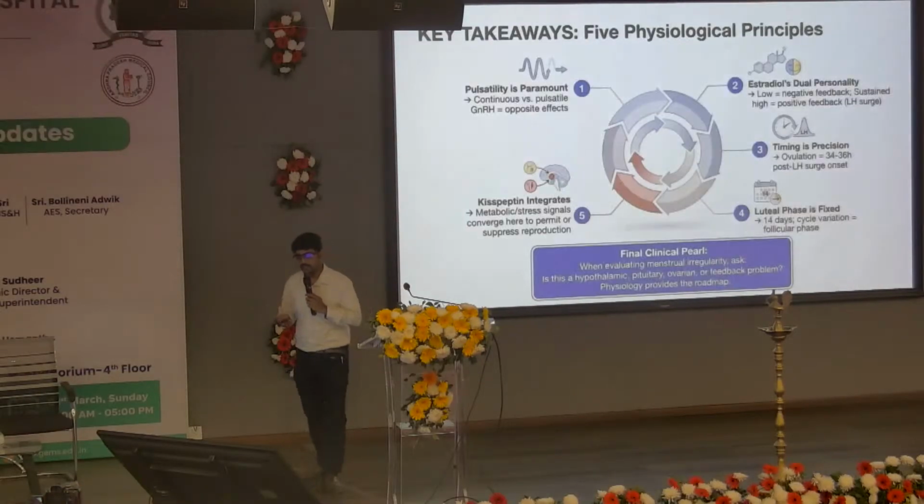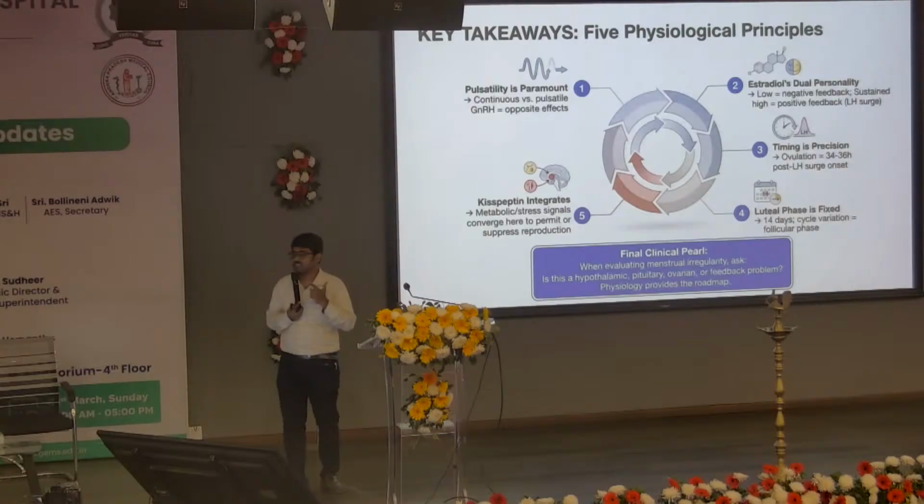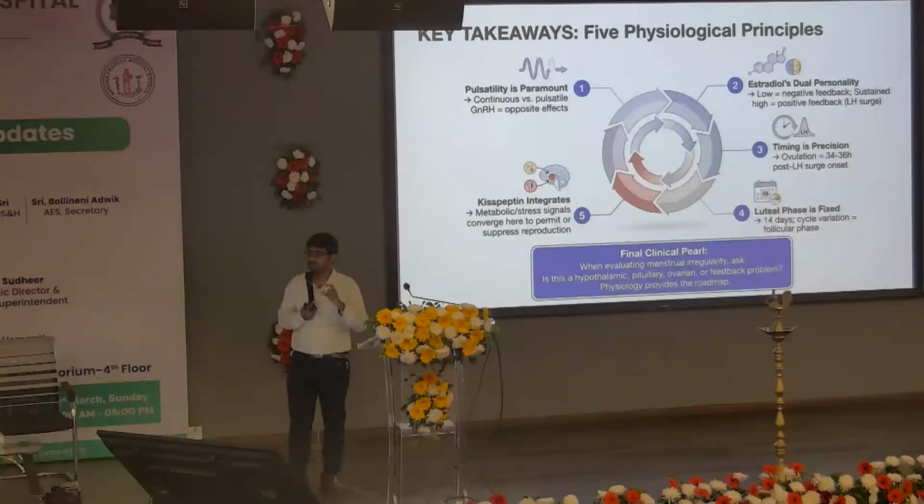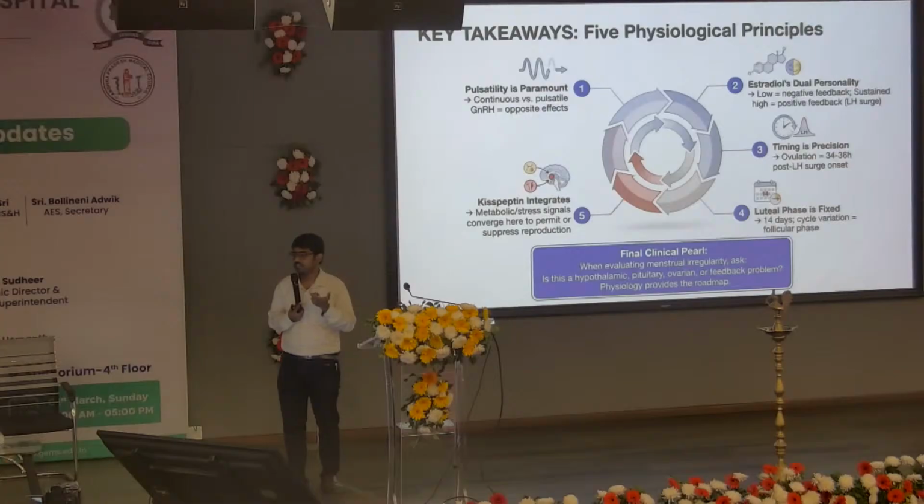Coming to the key takeaway points, five important physiological principles which you have to remember. First thing is your pulsatile nature. That is the most important point. Continuous release of GnRH leads to desensitization of the receptors, and you're going to lose the function. At the same time, an increase in the rate favors LH, a decrease in the rate favors FSH.